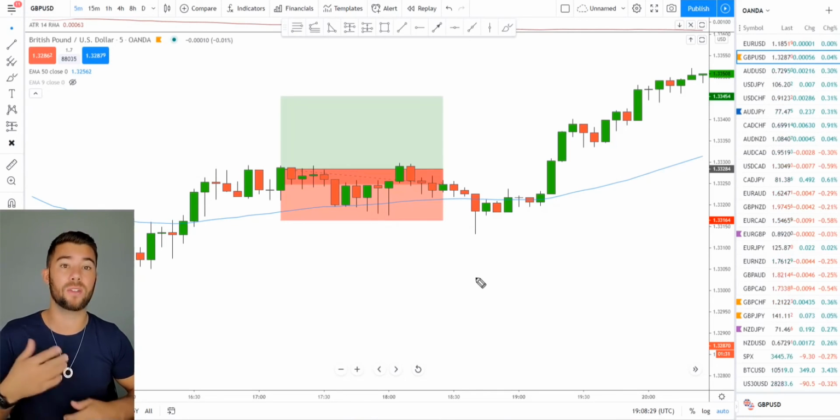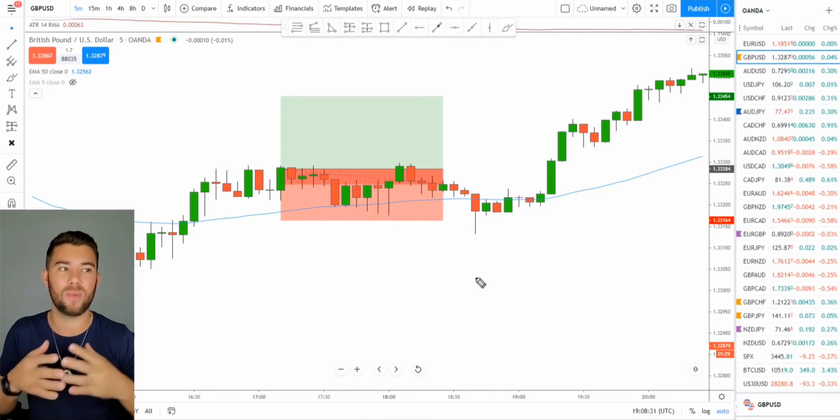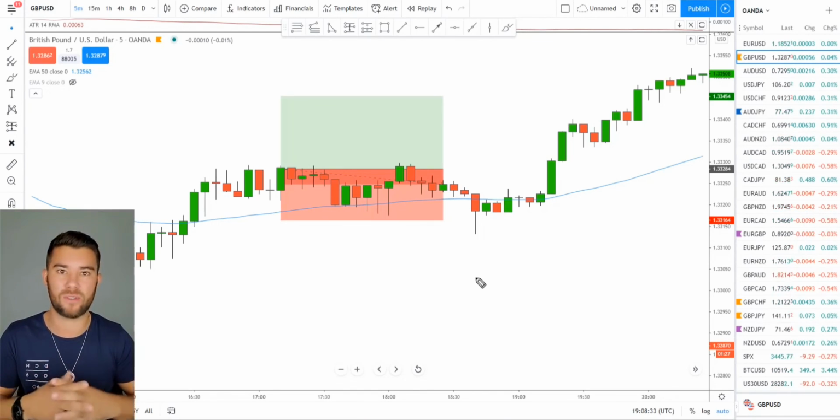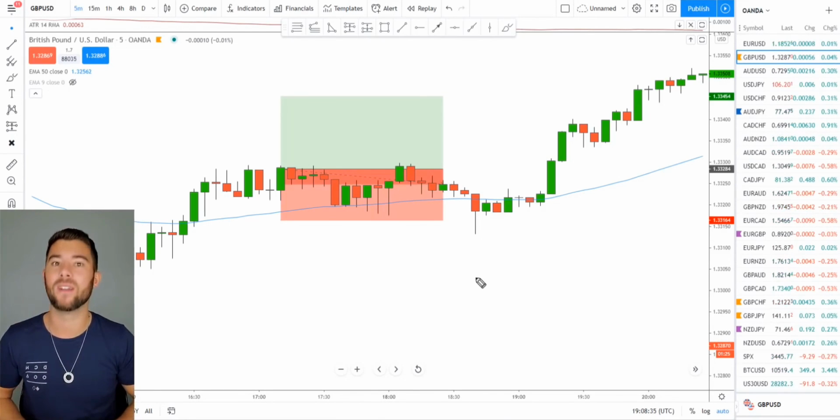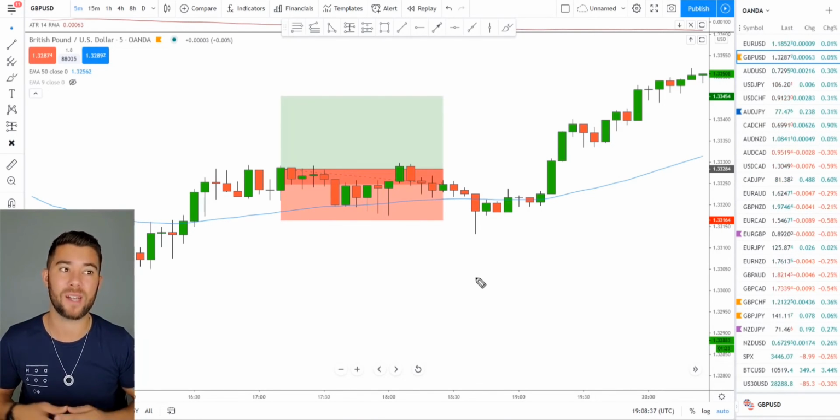But that's a look at a losing example, just so you have a clear understanding that no strategy that you learn from anyone will ever be 100% correct, including this one.